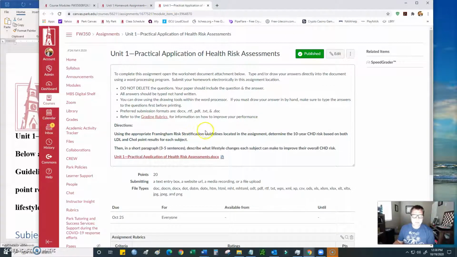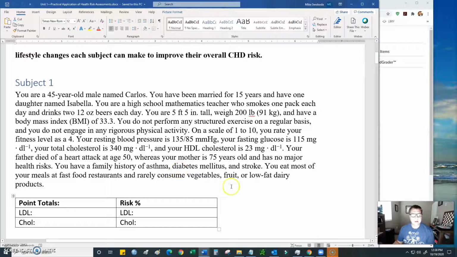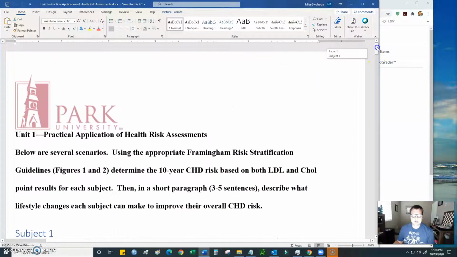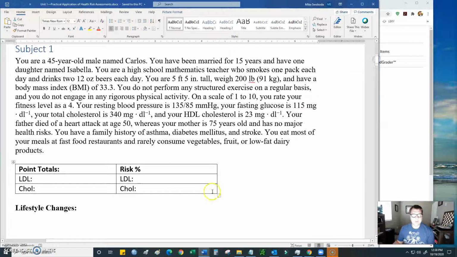And then for the practical application here, you're going to be doing this health risk assessment here based on the Farmington lifestyle application scale here. So you have several different scenarios. I'm actually going to walk through the first one with you here.